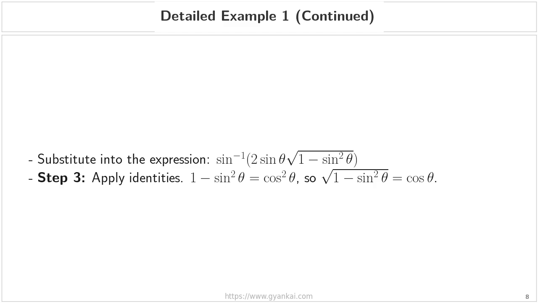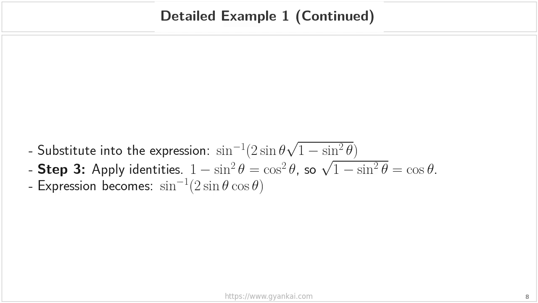Moving on to step 3, our goal is to simplify the terms inside the inverse sine function using trigonometric identities. Recall the fundamental Pythagorean identity, which tells us that 1 minus sine squared theta is equal to cosine squared theta. Consequently, the square root of 1 minus sine squared theta simplifies simply to cosine theta. By substituting cosine theta back into our expression, the complex square root is eliminated. We are now left with the inverse sine of 2 sine theta cosine theta. This sets us up perfectly for the next step, where we will use a double angle identity to simplify this even further.